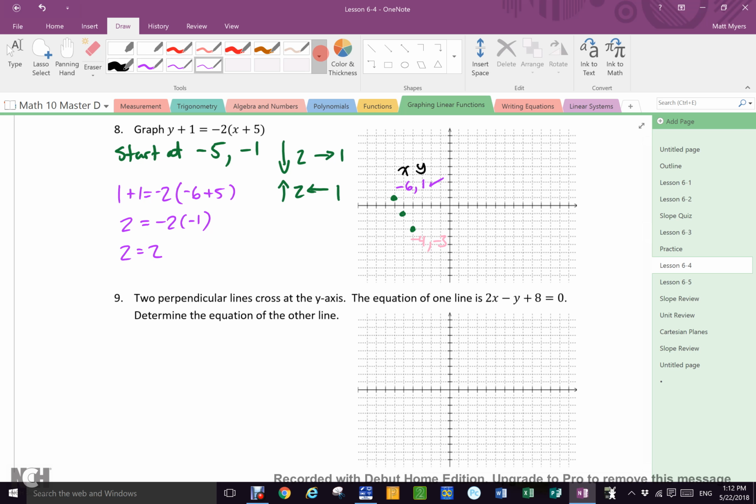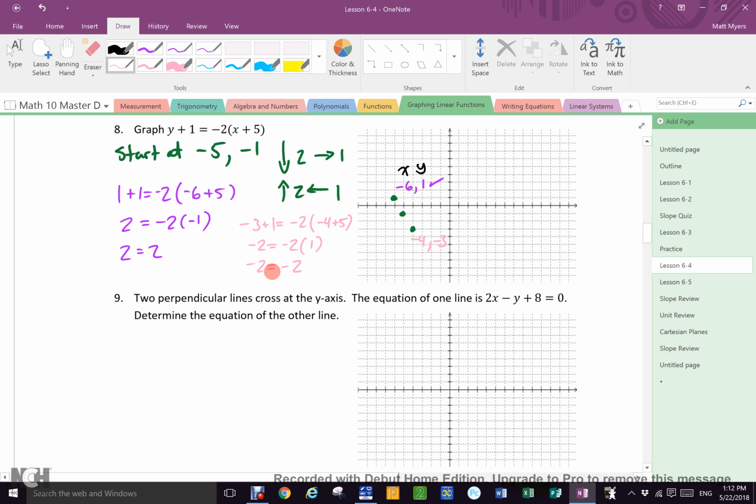Excellent. Now we check the dusty rose point. What do I write? -3 plus 1 equals -2 bracket -4 plus 5. What's -3 plus 1? Negative 2 equals negative 2. What's negative 4 plus 5? 1. What's negative 2 times 1? Does negative 2 equal negative 2? So is our dusty rose point right?